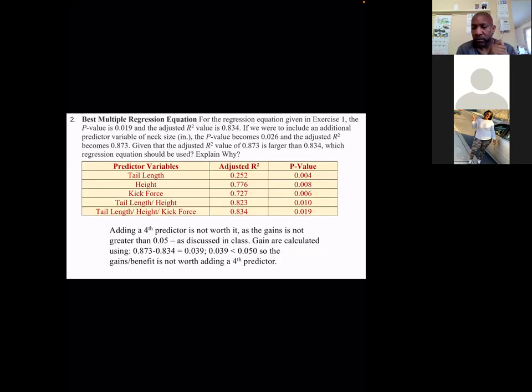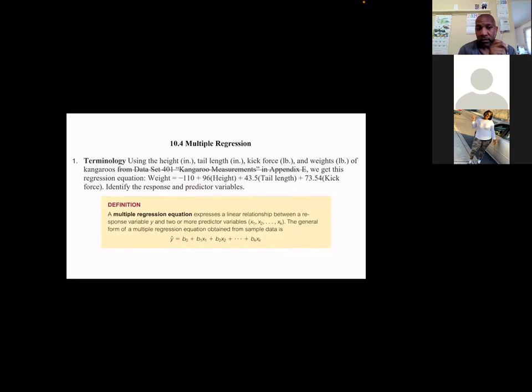Number 2. Wait, can you go back to that real quick? So the response is the y-intercept, and the predictor variables will be everything after that? Yes. Okay, thank you.